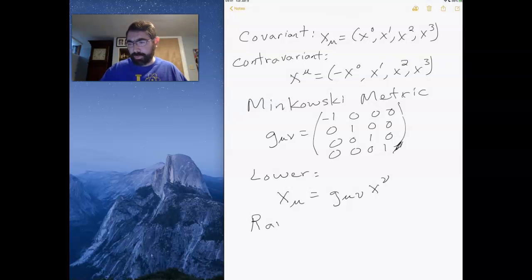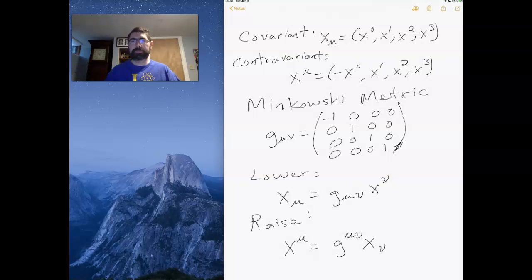I can raise a covariant vector into a contravariant vector by applying G mu nu where the indices are up, times x nu, like so.